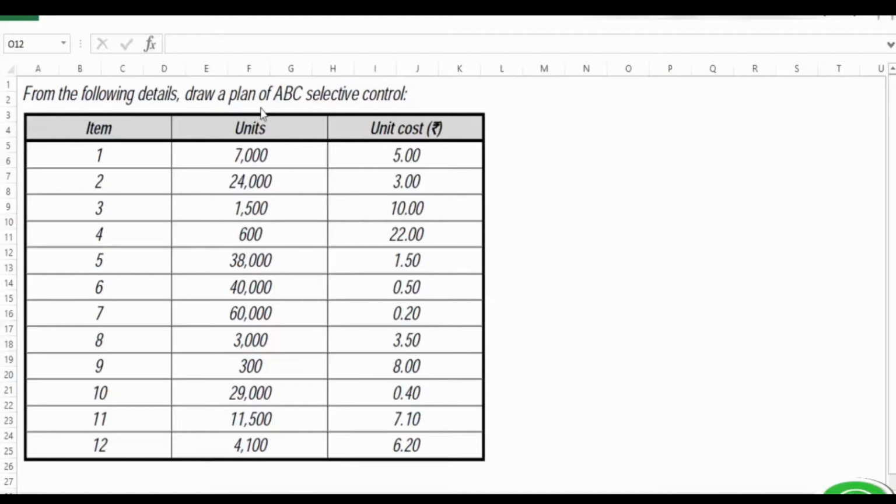From the following details, draw a plan of ABC selective control. We have items 1 to 12, respective units, and the unit cost. We know what is ABC control.